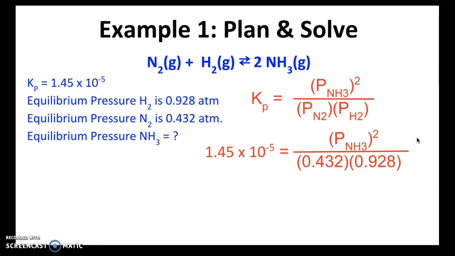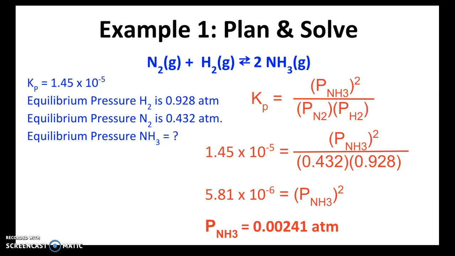Since I have a fraction, I can use cross multiplication. First I'll multiply these two terms, and then the product I get from that, I'm going to multiply it with the 1.45 times 10 to the minus 5, and I can set that equal to the pressure of NH3 squared. So that's what I got now. Then to solve for the pressure of NH3 squared, I'm just going to take the square root. And that's that. It's essentially just an algebra problem. So it's straight plug and chug.